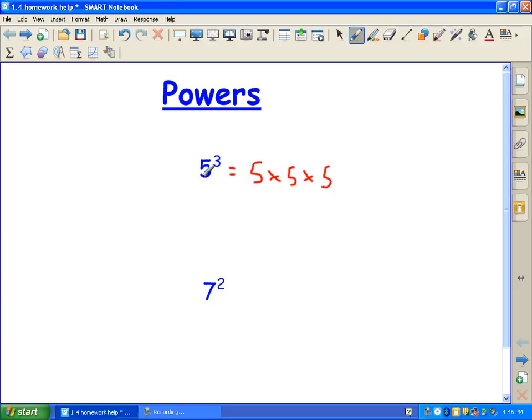So the base tells me what's being multiplied. The exponent tells me how many of them to multiply. The whole thing is a power.